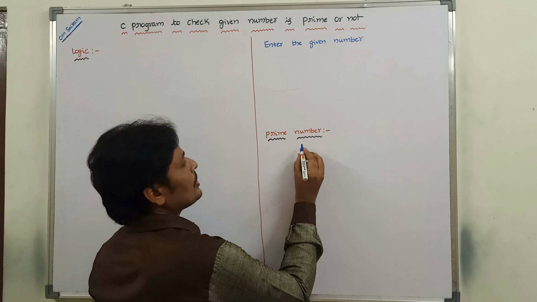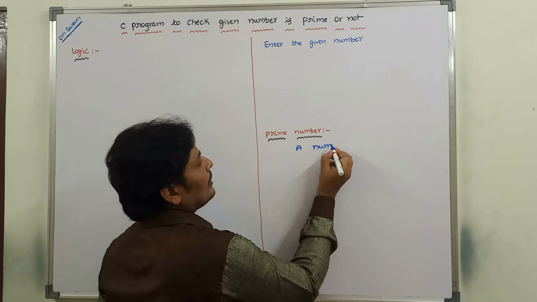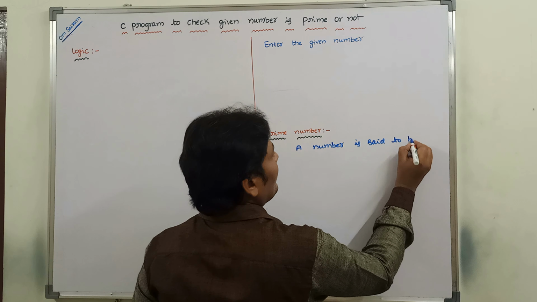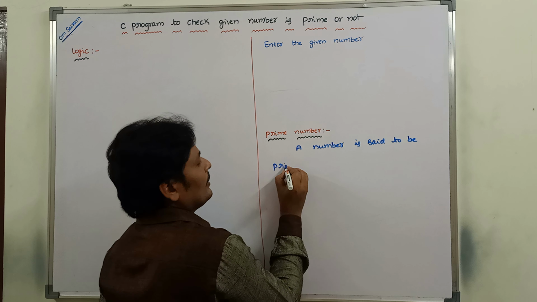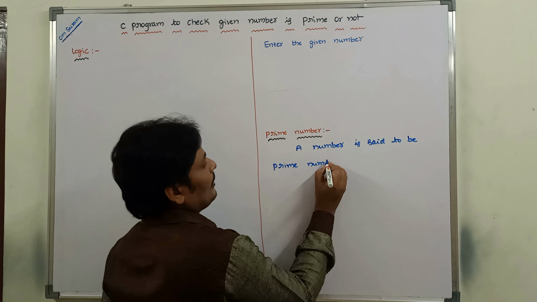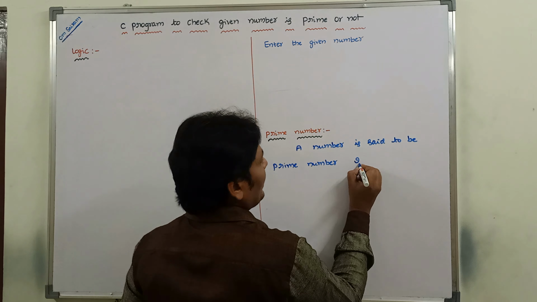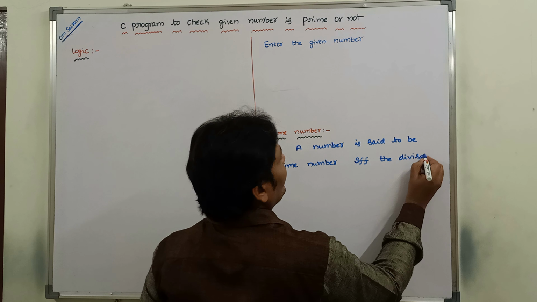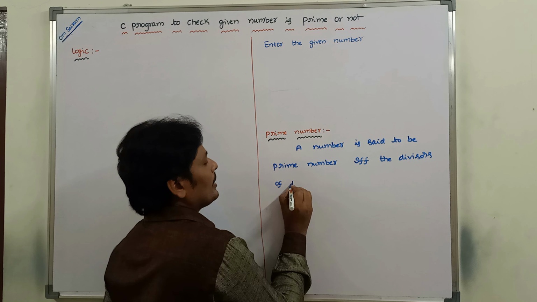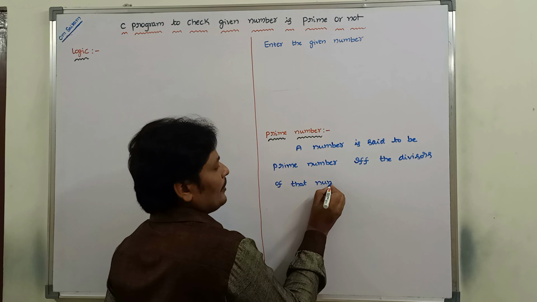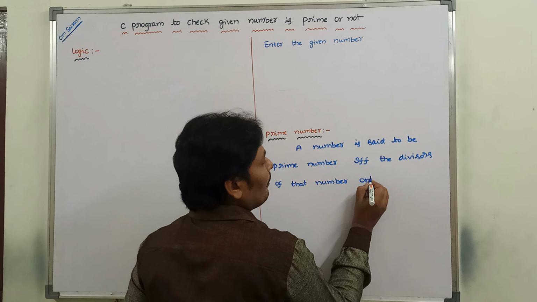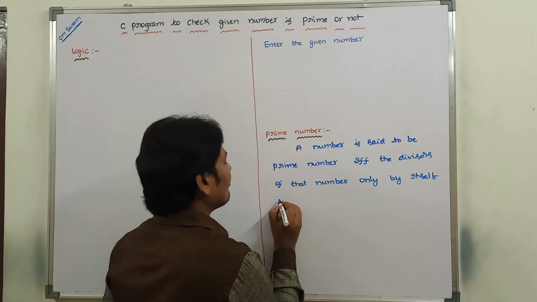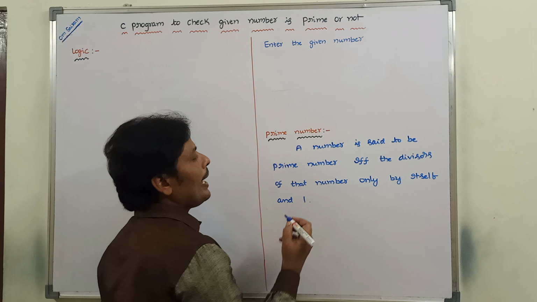Now we have to write the definition. A number is said to be a prime number if and only if the divisors of that number are only itself and 1. Then that number is called a prime number.